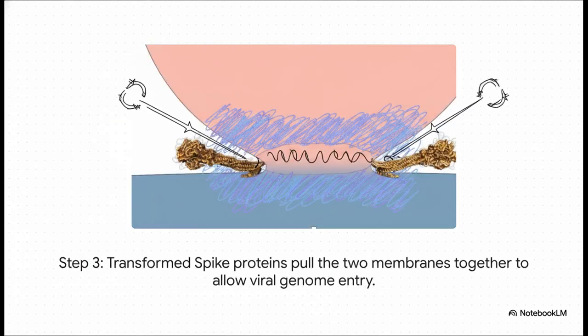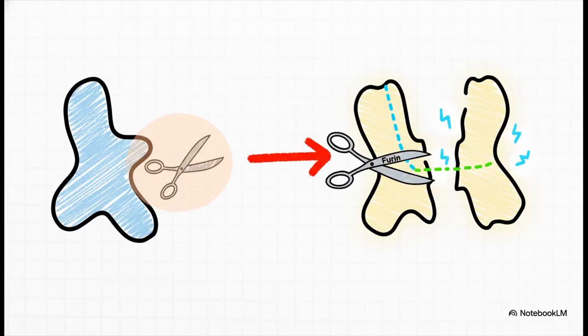And here is the end game. The refolded spike proteins now act like little molecular grappling hooks. They harpoon the host cell membrane and physically pull it towards the virus. The two membranes fuse, creating a channel for the viral RNA to be injected directly into the cytoplasm. Invasion complete.